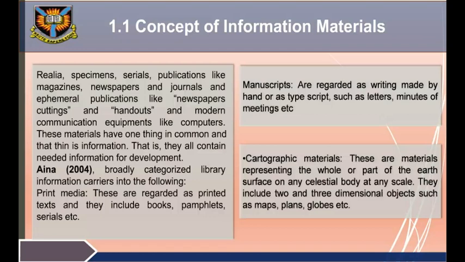Print media. These are regarded as printed text and they include books, pamphlets, serials, and so on. Manuscripts are regarded as writing made by hand or as typescripts such as letters, minutes of meetings, and so on. Cartographic materials. These are materials representing the whole or part of the Earth's surface or any celestial body at any scale. They include 2- and 3-dimensional objects such as maps, plans, globes, and so on.